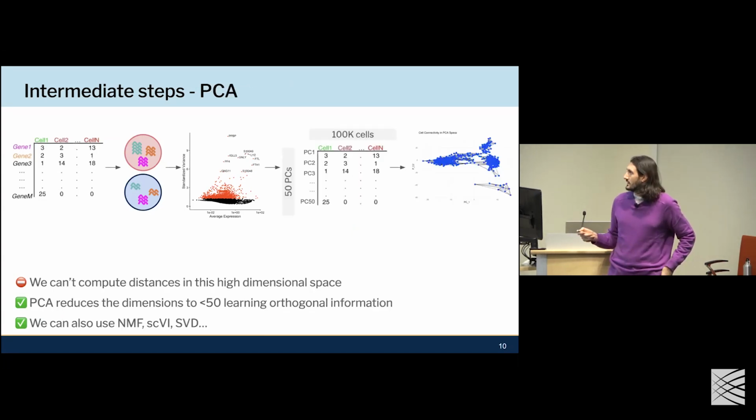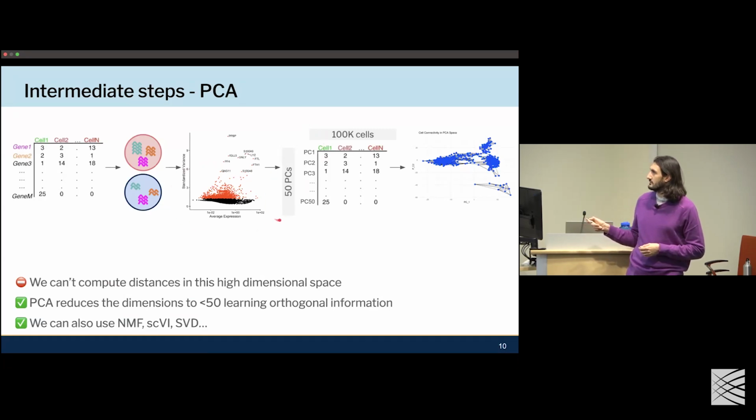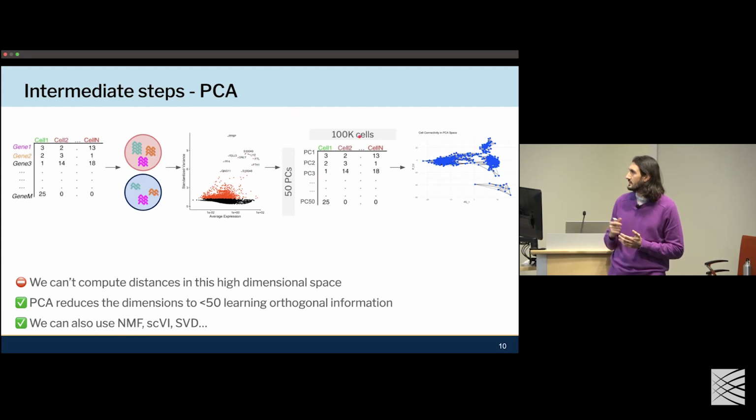And then once we select our highly variable genes, we can scale the data and we can compute PCA. And then we go to, say, 50 principal components that were computed on these 3,000 variable genes for 100,000 cells in our data set. This is very important because these 50 PCs have been computed on these 3,000 highly variable genes.